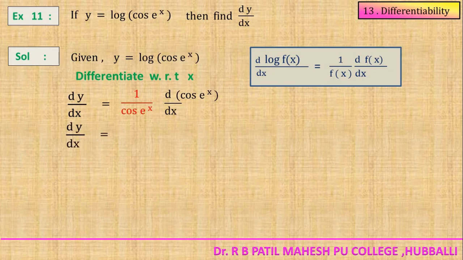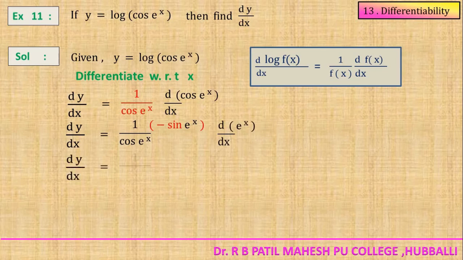dy by dx is 1 upon cos e raised to x as it is. What is the derivative of the cos function? Cos function derivative is minus sine, composite variable as it is, and d by dx of e raised to x. So 1 upon cos e raised to x, minus sin e raised to x as it is. The e raised to x function derivative is e raised to x.